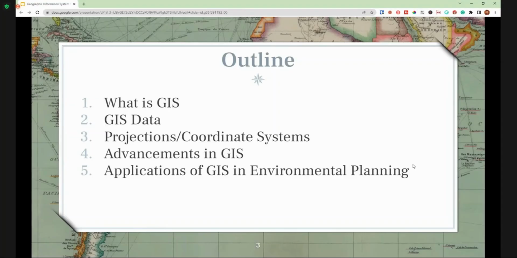And of course, how do we use or apply this in environmental planning?